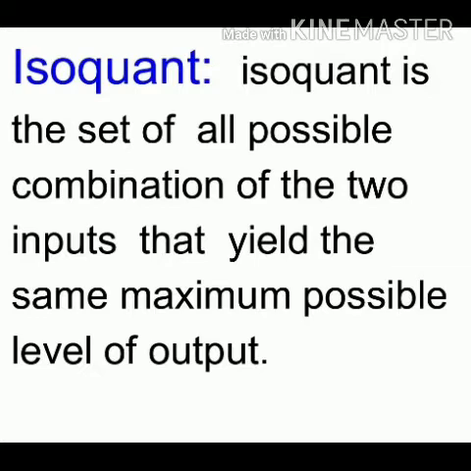Okay, so what is isoquant? Isoquant is a set of all possible combinations of two inputs that yields the same maximum level of output. That's what we call isoquant. Here each isoquant represents a particular level of output.